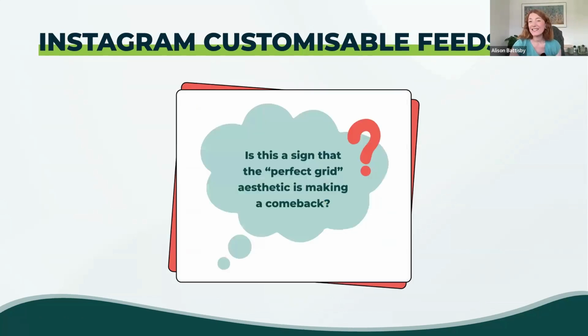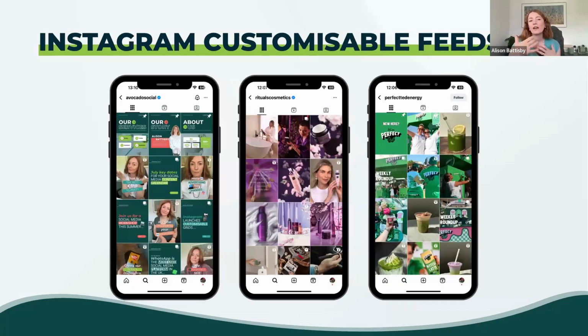So as I said, is this a sign that we're moving more towards this perfect grid? Everything's kind of been a bit messy over the last few years on Instagram, and maybe this is the sign that having more of a curated feed will help you to make that initial impact more easily. So you can see some examples here. This is something we've been testing for the past year on Avocado Social.